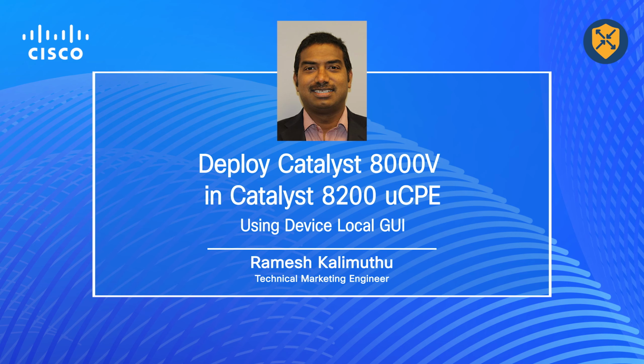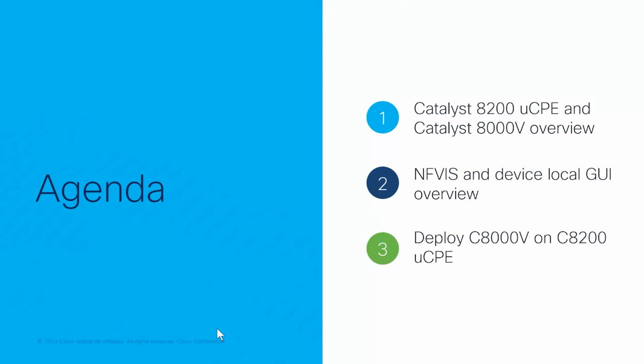Today, I will introduce the Catalyst 8200 uCPE platform, in short C8200 uCPE, and discuss how to deploy Catalyst 8000V, in short C8KV, on this platform in autonomous mode using the local UI. In my next video, I will talk about deploying and managing uCPE in controller mode using vManage.